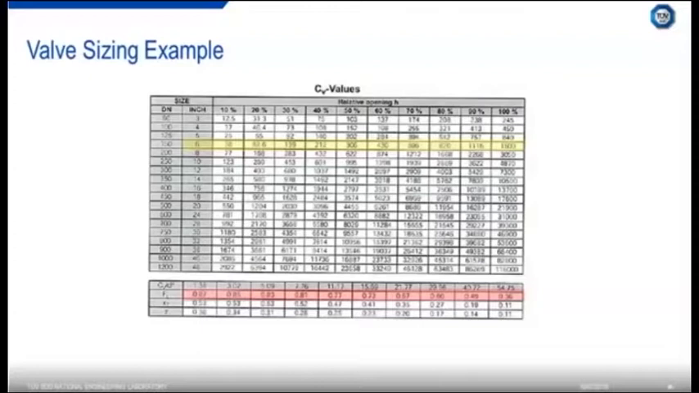You'll also notice that I've highlighted in red here that this table actually provides FL numbers, so the pressure recovery factor, and a little bit later on in the webinar I'll have a worked example to show you how you actually use FL numbers in practice and what they're used for.